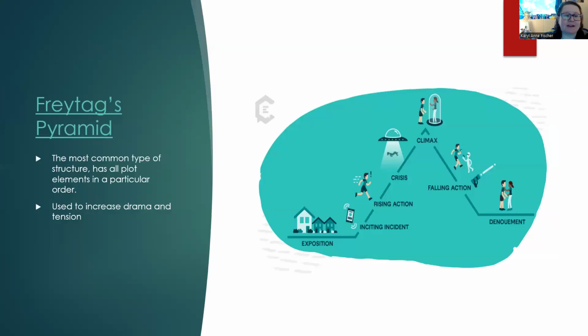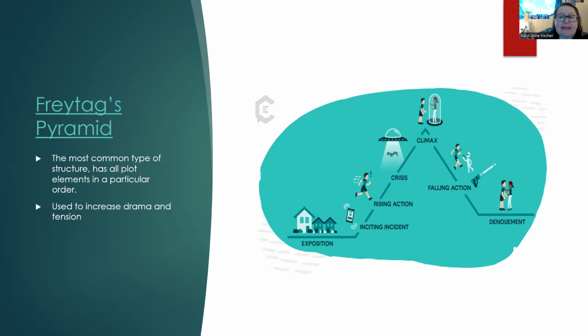So let's get started. First one we're going to talk about is Freytag's. Again, this is the most common structure. When we talk about plot and structure, this is what people see. It is all plot elements in a particular order. It's very chronological. It's used to increase drama and tension. We start with exposition where we get to know the setting, we get to know the characters, we get to know what's going on in this world, important people for the character.